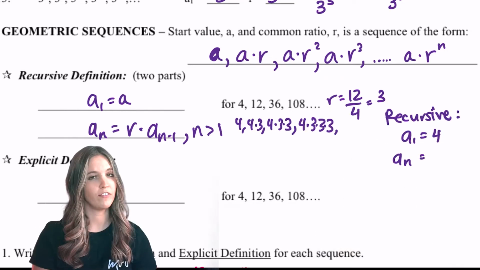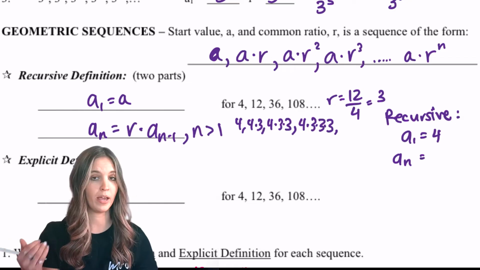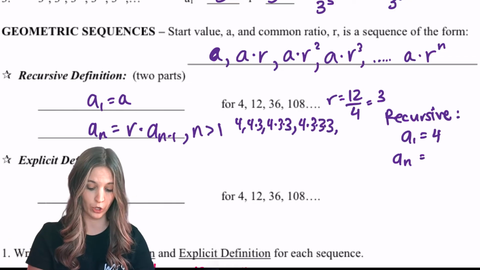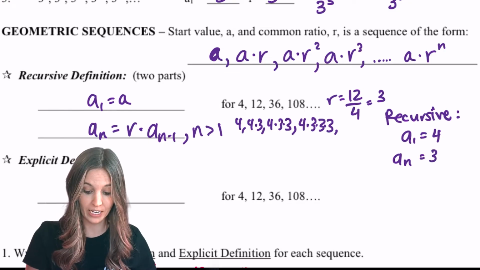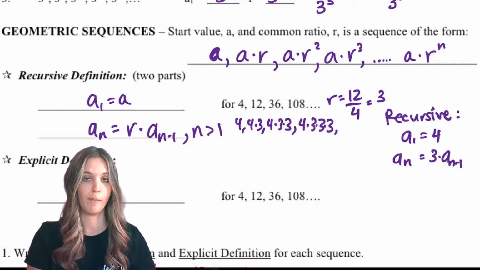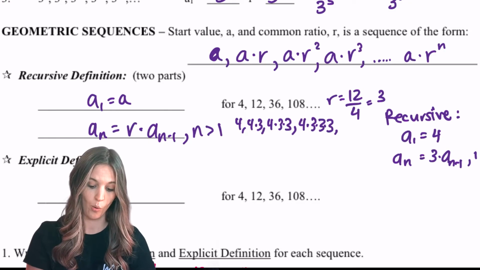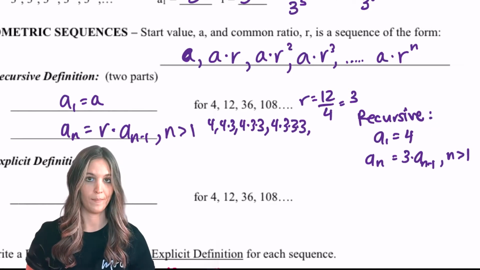So for the recursive definition, we have two parts. The first term, a sub 1 equals 4, and the general term, a sub n equals our common ratio 3 times the previous term, a sub n minus 1, where n is greater than 1.